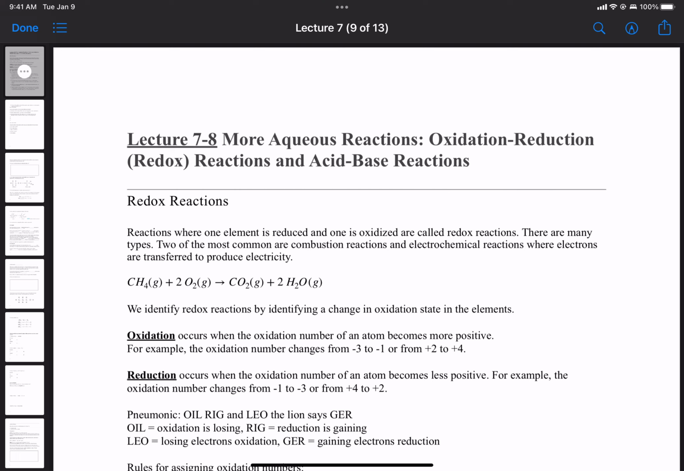Okay. So how do we know if something's a redox reaction? Well, we identify a change in oxidation state in the elements. We haven't really talked about that yet, but we're going to talk about it today. So oxidation occurs when the oxidation number of an atom becomes more positive. For example, the oxidation number changes from -3 to -1, or +2 to +4. That's oxidation.